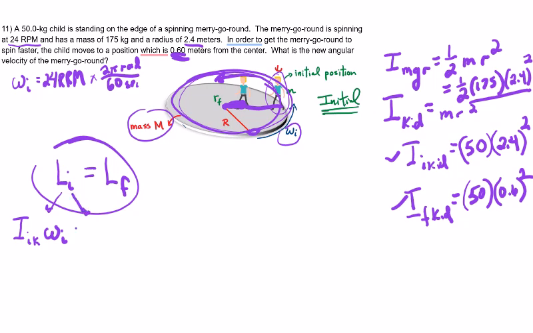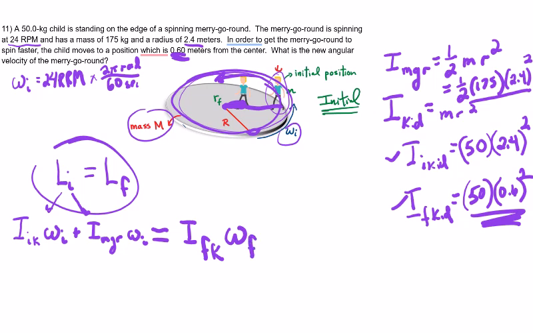The other part that we have is the I for the merry-go-round, MGR, and its initial. So we actually know everything to find the initial momentum of the kid and the merry-go-round. Afterwards, now we have the final I for the kid. That's the number that we found over here. And then his final angular velocity. Well, this is what we're after. We want to know what this is, so I'm going to just call it omega F. But we also have the merry-go-round, the I for the merry-go-round times its omega F. Hey, that's the same thing. We're trying to find both of those.